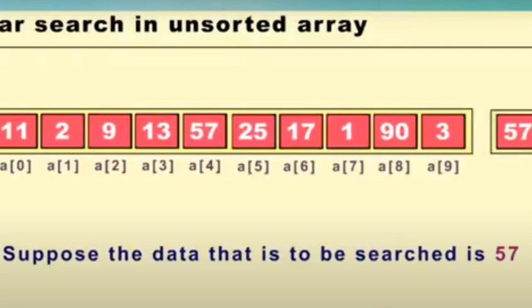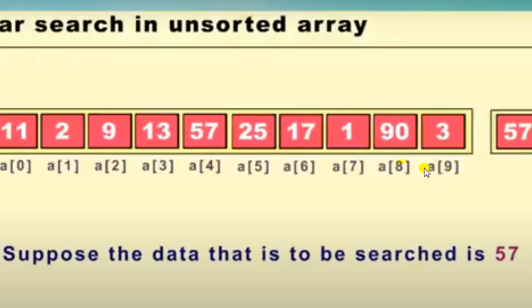So, suppose we have an array. As we said, we are going to see the linear search in an unsorted array. What is an array? An array is a collection of elements of the same data type. Each element is identified by an index. Index starts from 0 till the end of the array, incremented by 1.